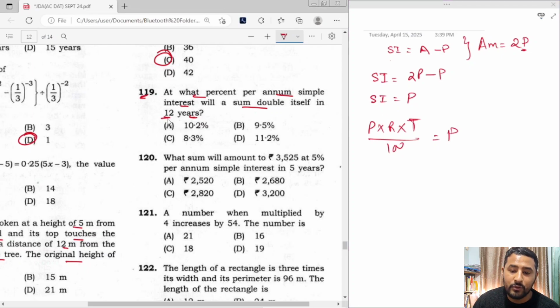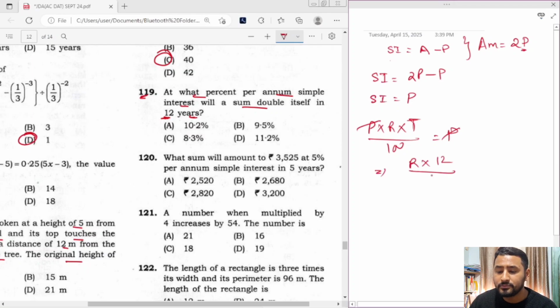Now the time is given, only 12 years, and because we need to find R, let us cancel this P and P. We'll get R into T, that is 12, by 100 equal to 1. P by P is 1, right? So you should do like this now.